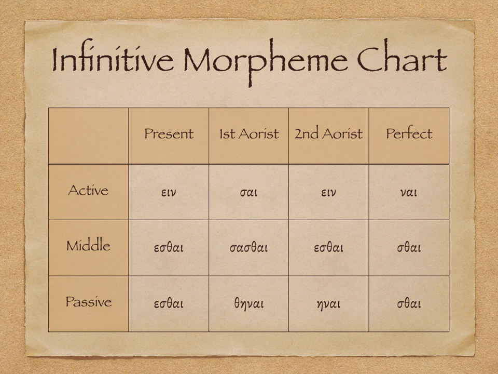Here's the morpheme chart, and this just has to be memorized. It's one of those, and we'll see with the imperative coming up that these paradigms just have to be memorized. So in the present: -ειν, -εσθαι, -ψαι, -σασθαι, -θηναι. Second aorist: -ειν, -εσθαι, -ηναι. Perfect: -ναι, -σθαι, -θαι. Let's pause for a moment here.